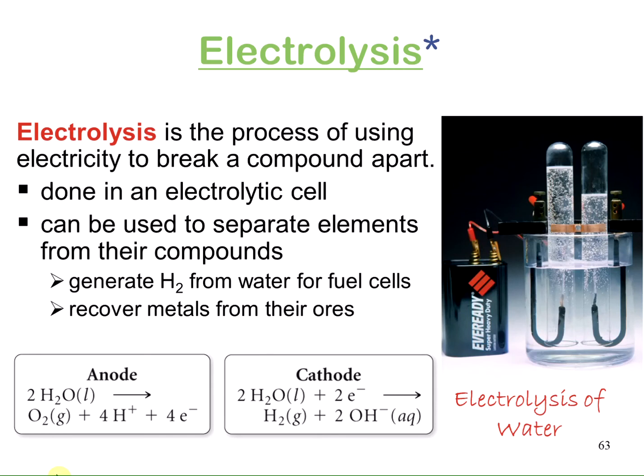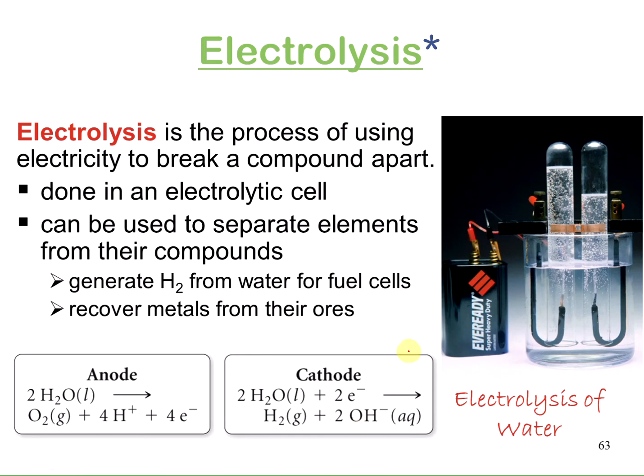Electrolysis is the process of using electricity to break a compound apart, and this is done in an electrolytic cell. So you've got to put in some energy to break things down. This can be used to separate elements from their compounds. This is how we generate hydrogen from water for fuel cells, and this is also how we recover metals from their ores. So this is very important for our geology majors.